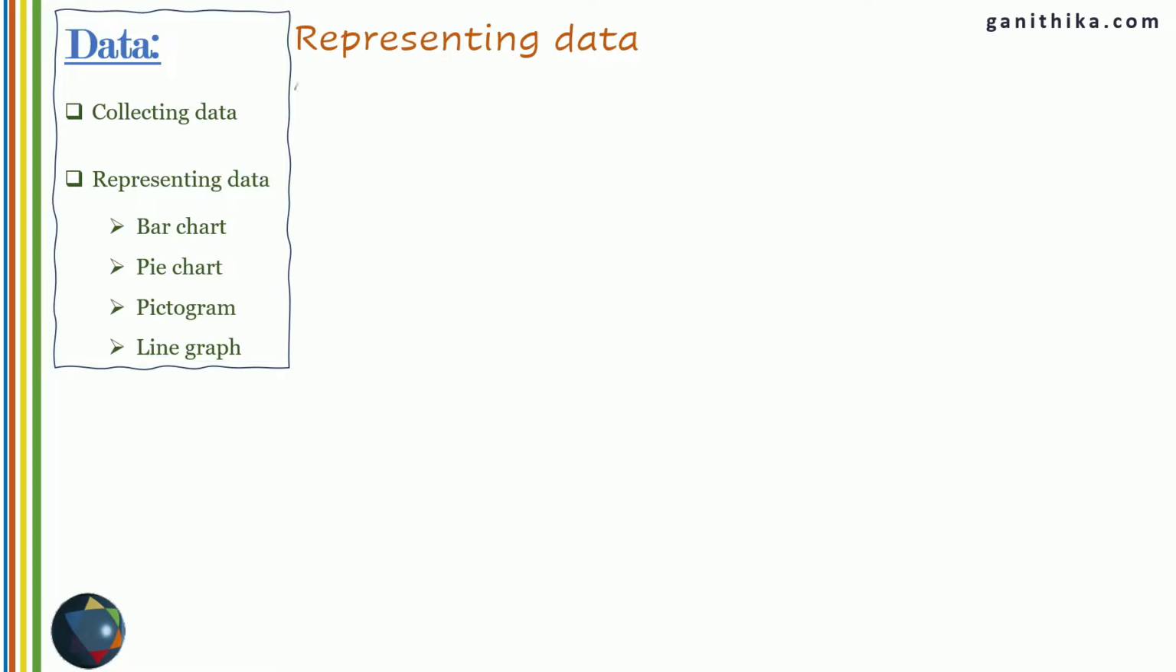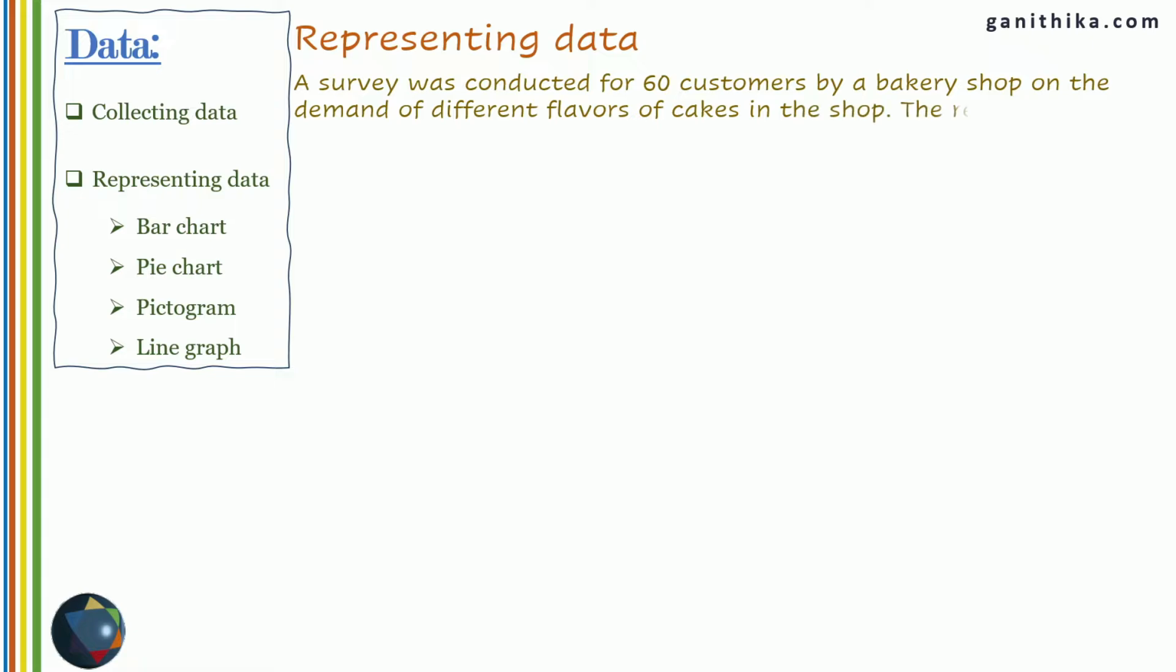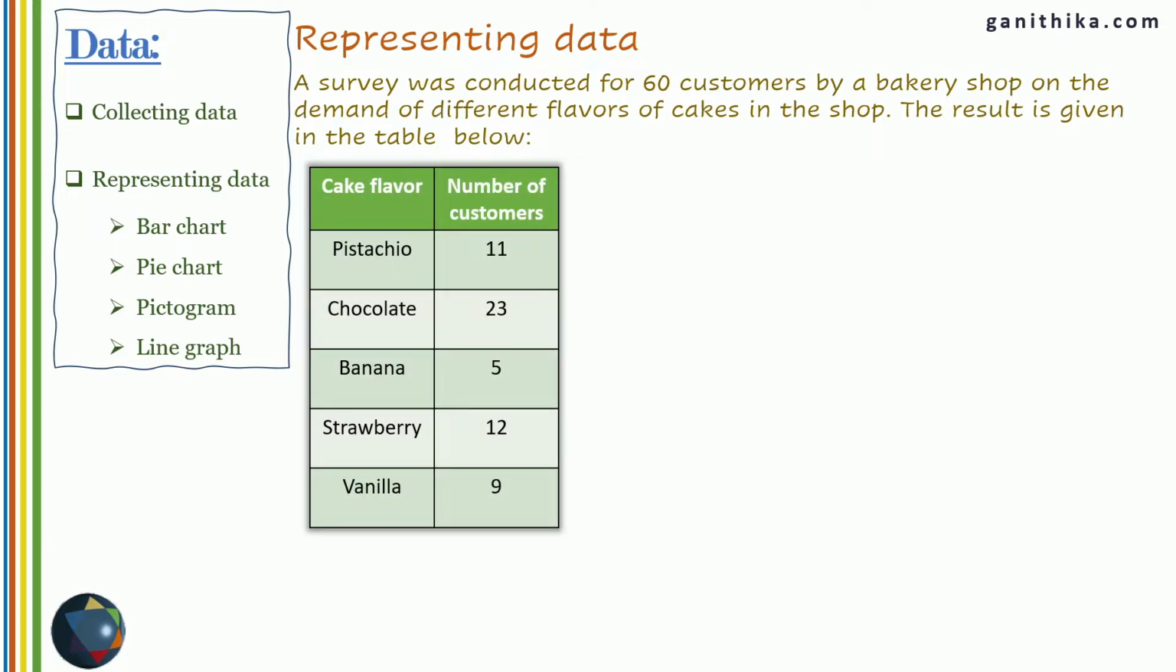For this, I will be using an example. A survey was conducted for 60 customers by a bakery shop on the demand of different flavors of cakes in the shop. You can notice that this is a primary data collection because it's a survey conducted on 60 customers by the bakery shop itself, and they have noted the flavors that the customers like on the cakes that they produce. So the result is given in the table below. Pistachio, there are 11 customers who like pistachio cakes. There are 23 customers who like chocolate cakes, 5 like banana, 12 for strawberry, and there are 9 customers out of 60 who like vanilla cakes.